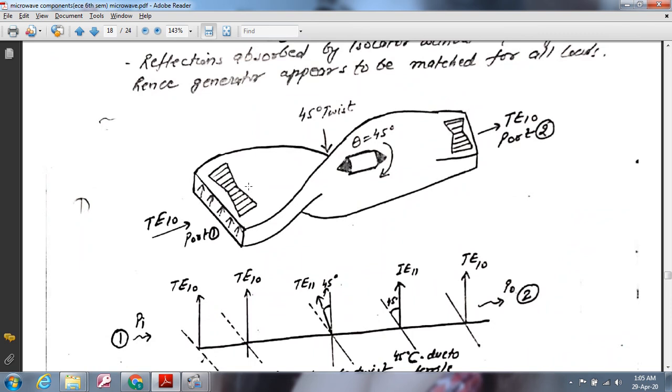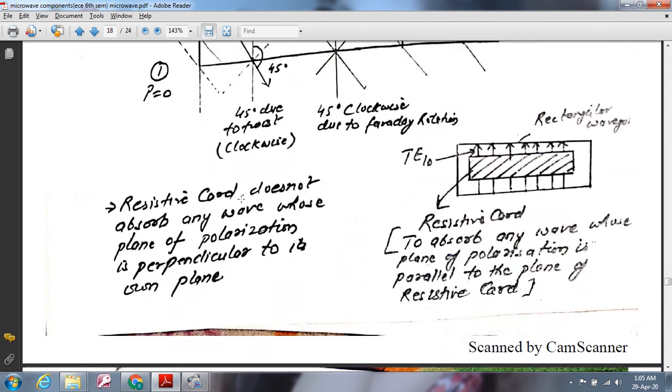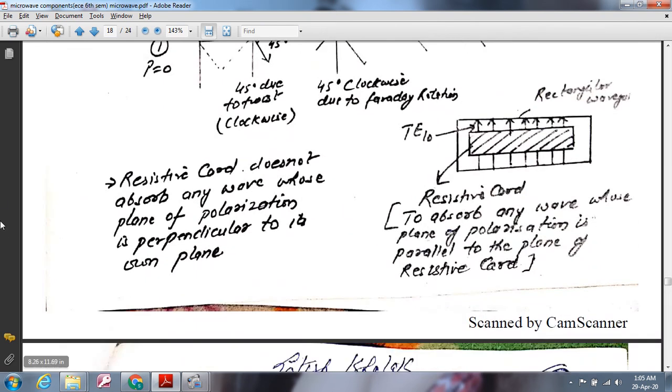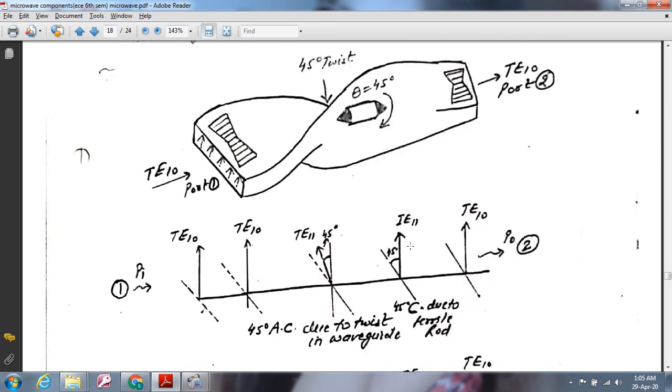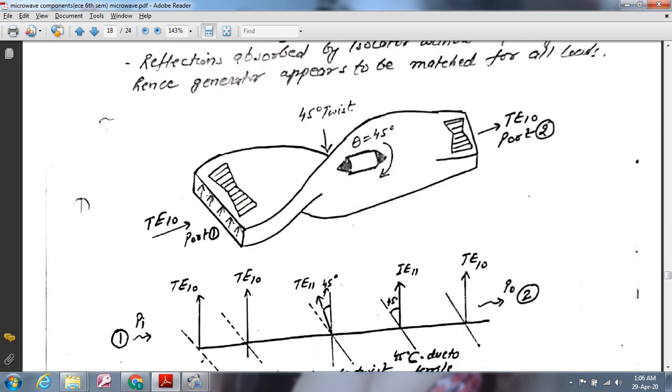Now we see there are resistive guards. There is a specific property of resistive guards. These are the resistive guards. Resistive guards do not absorb any wave whose plane of polarization is perpendicular to their own plane. That is why when these waves are traveling from port number 1 to 2, because their plane of polarization is perpendicular to this, there was no absorption of wave by these resistive guards.